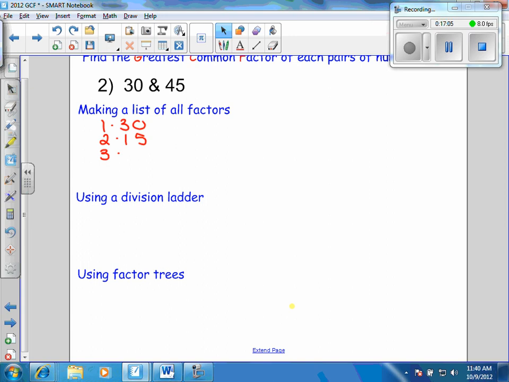Okay, and then how about 3, Sophia? 10. And does 4 go into 30? No. And then you said 5 times 6. Again, you guys, I want you to notice 1 and 30 are pretty far apart, right? 2 and 15 are closer. 3 and 10 are closer. 5 and 6 even closer. That means you should almost be done. The next thing that we would see is 6 times 5. So there's the repetition. So that's our list of factors.